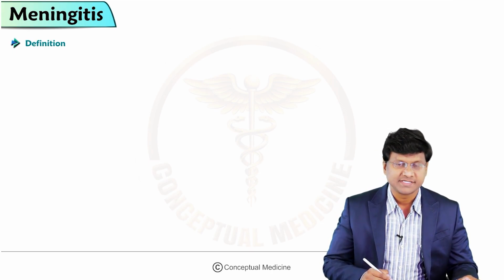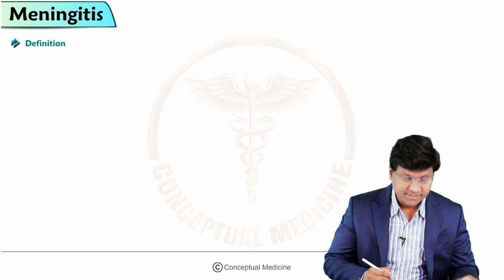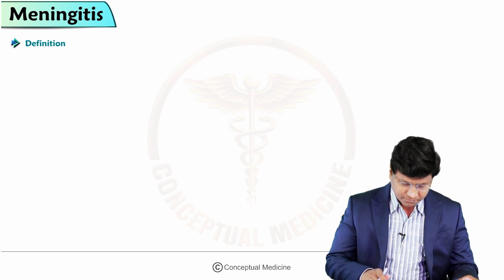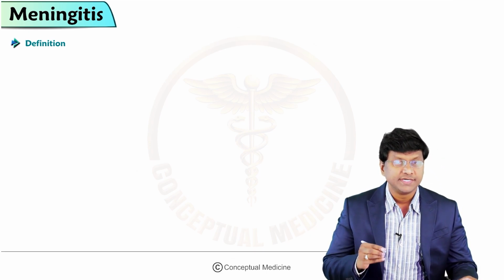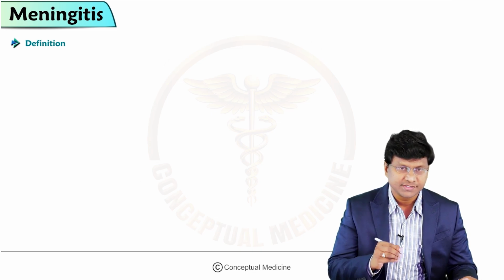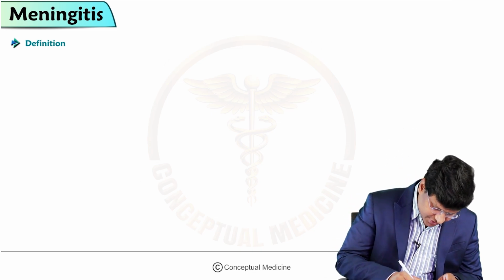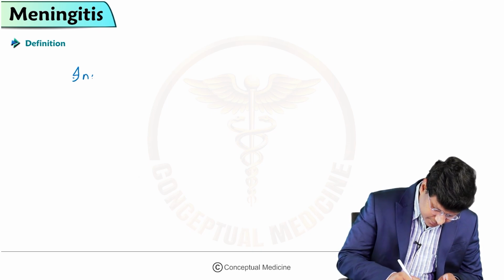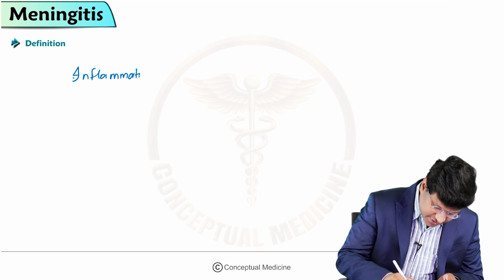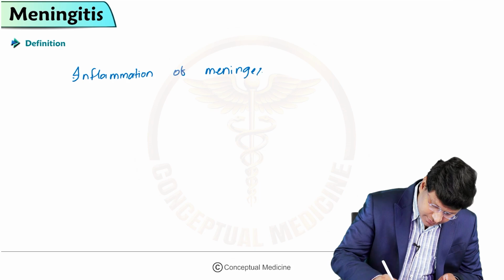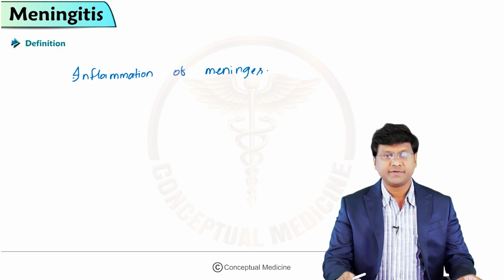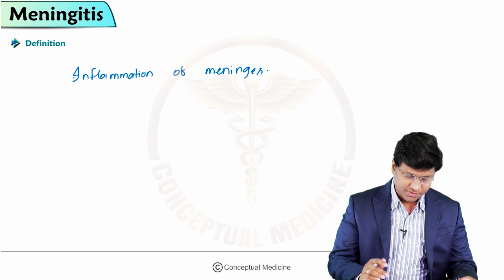So in this session I'll be discussing a very important topic in neurology, that is meningitis. So what exactly is the definition of meningitis? Meningitis is the clinical scenario where there is inflammation of the meninges. And these meninges include pia mater, then subarachnoid, and then we have dura mater. So the inflammation of the meninges will be your meningitis.